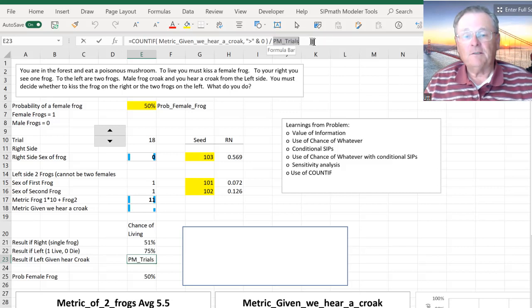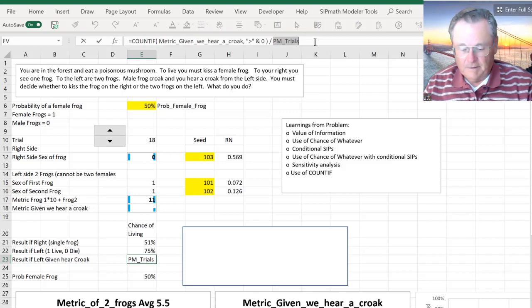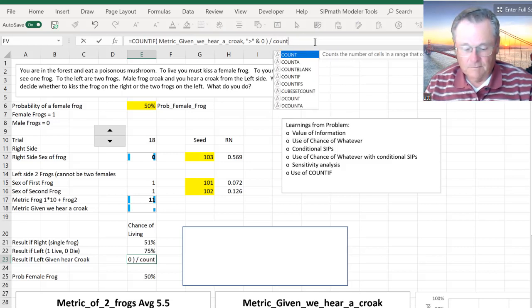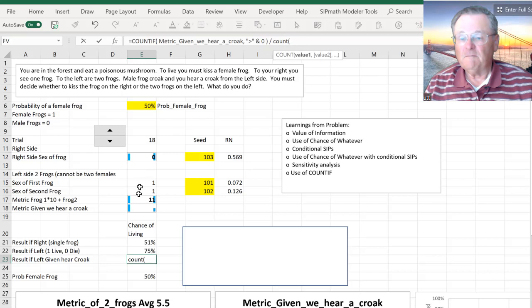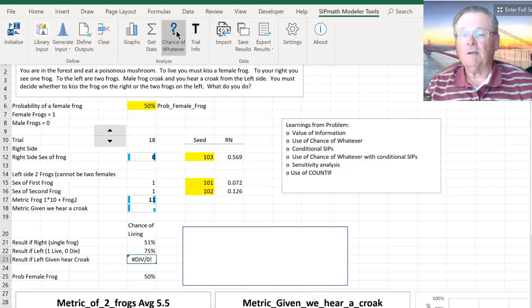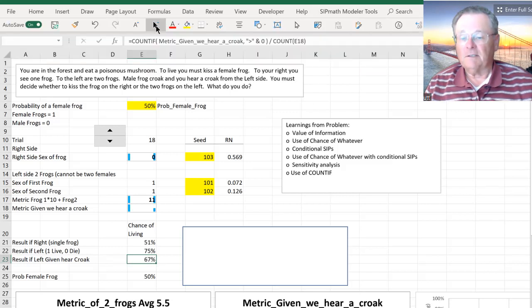And that is the count of this SIP. And to change that E18 to a SIP name, I go here and say get stats. And now it says 67. So divide by the count, a metric given, we hear a croak. So that is the right answer.